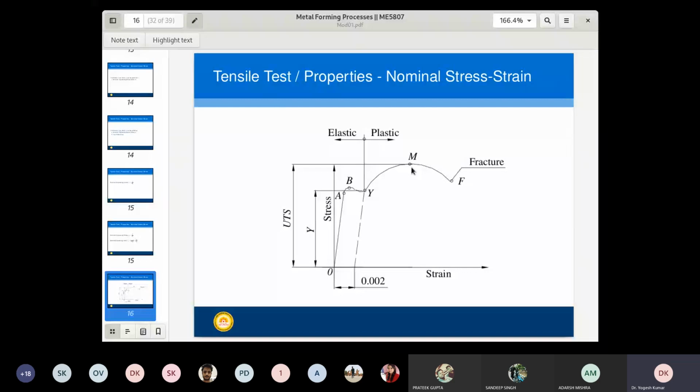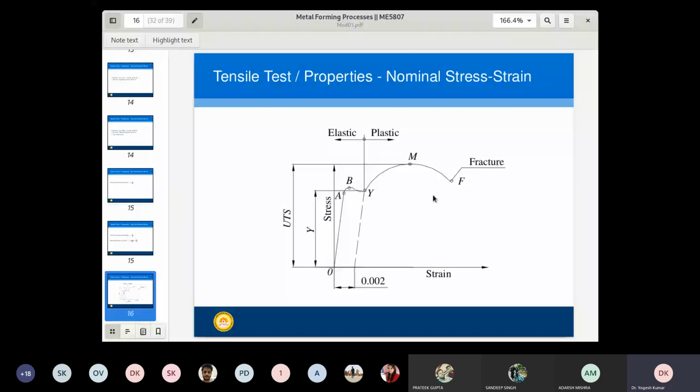It is the point at which plastic deformation becomes unstable and a neck forms in the specimen. So this UTS is your peak value of nominal stress during the test, which is also denoted as sigma M or sigma U. It is given as sigma M equal to F max, the maximum force applied at this point, divided by the original cross sectional area.